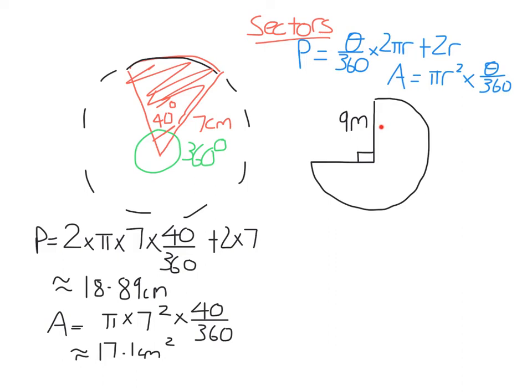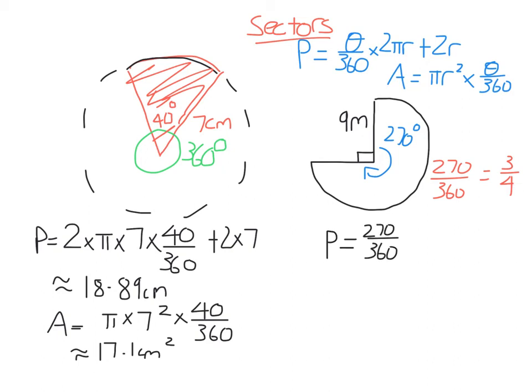So let's look at this sector here. So of course, if this here is 90 degrees, this angle here will be 270 degrees. See, this is 270 over 360, which is 3/4 of a full circle. So, using the formula above, the perimeter of this shape is theta over 360, 270 over 360, or you can use 3/4 if you like.